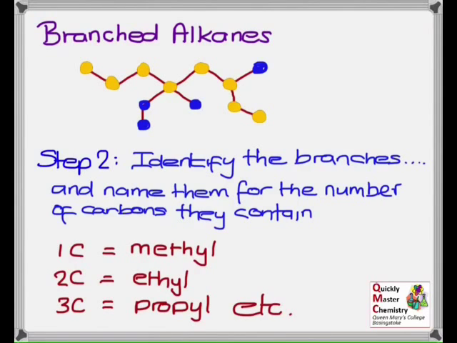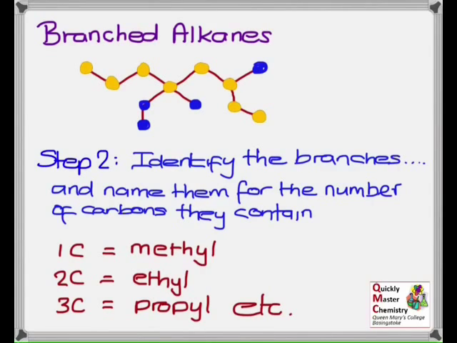And the system is shown here. Note that the prefix, meth, eth, prop, and so on, follows the system you already know for number of carbons, but instead of an -ane ending for an alkane, branches have a -yl ending. So a 1-carbon branch is a methyl branch, a 2-carbon branch is an ethyl branch. So following that system, if you happened to have a huge molecule with an 8-carbon branch, that would be an octyl branch.